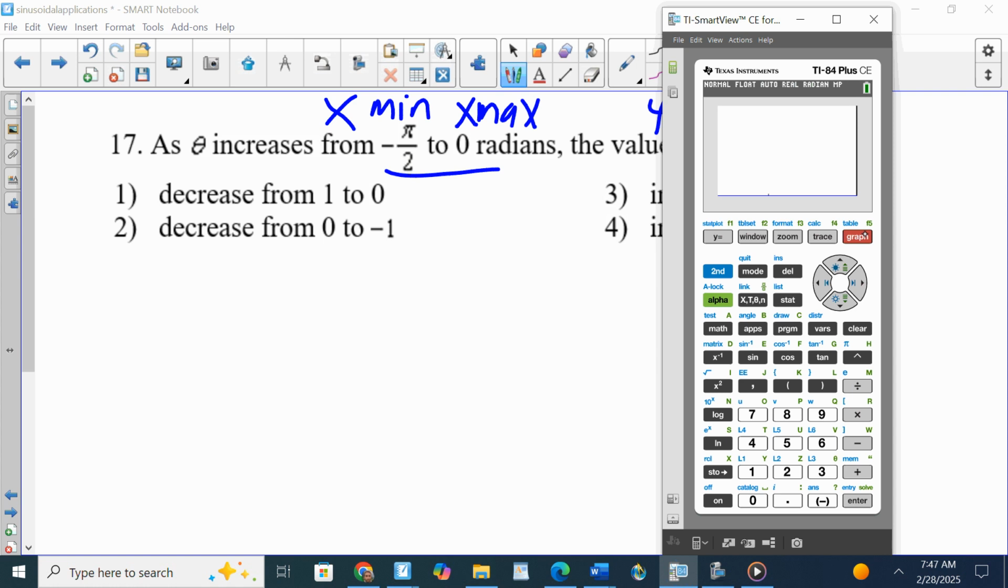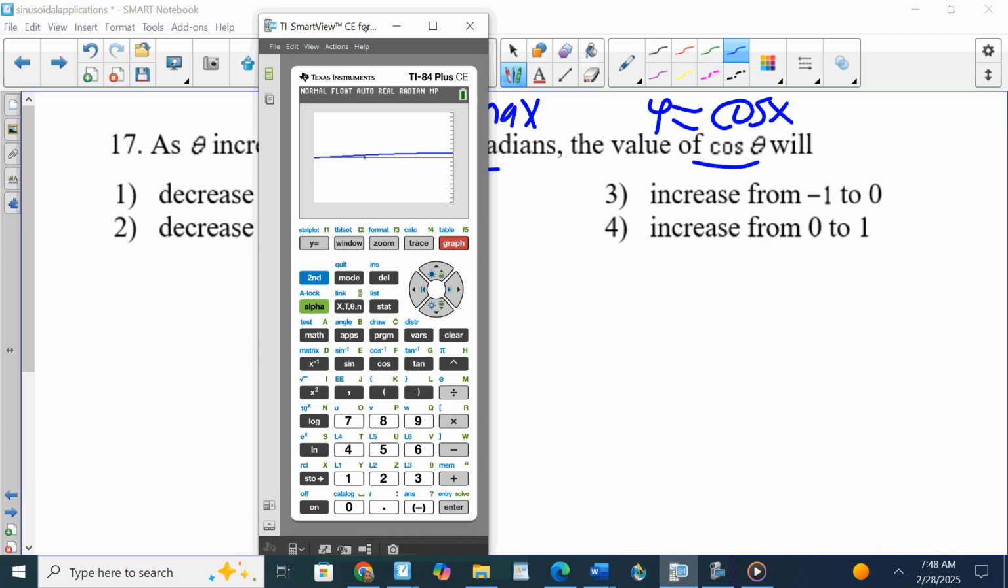What did I do? Oh, my window. I messed with my window before. So let's just go back to Zoom 6 first. Then let's go negative pi over 2 to 0. I do want to always start with my standard window, but I want to input the values that it's giving me. What's happening? Oh, it's going up, so it's increasing. Is it increasing from negative 1 to 0 or 0 to 1? Well, it's starting at 0. Starting at the x-axis at 0, and it's going up to 1.